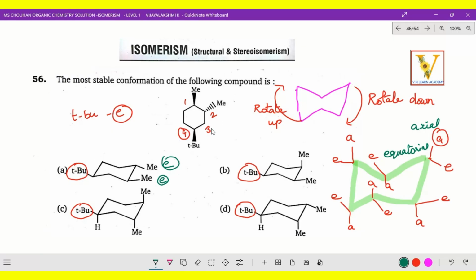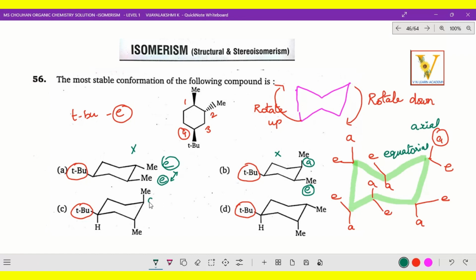See, 1, 2, 3, 4. Yes, the position is correct. But 1 and 2, both equatorial, get a repulsion because they are closer, so this will not be the correct option. In the same way, this is axial and this is equatorial. You just check it with this. One is axial, the other one is equatorial. This also will not be stable.